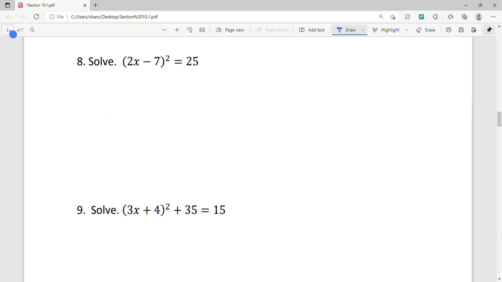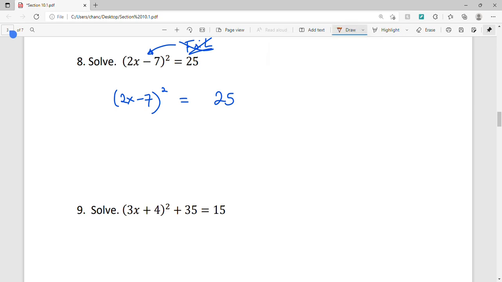Let's look at example 8. Now in example 8, a lot of people might be tempted to FOIL this out, but you're going to make your life a lot harder. So don't do that. Do not FOIL this out. It's best to actually start by getting rid of that square term. And how do we do that? We're going to take the square root of both sides.